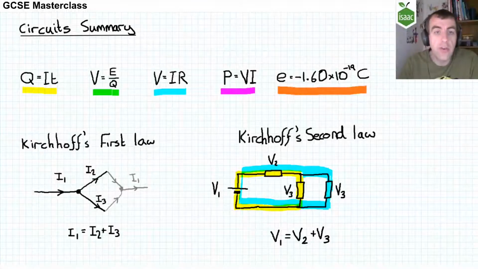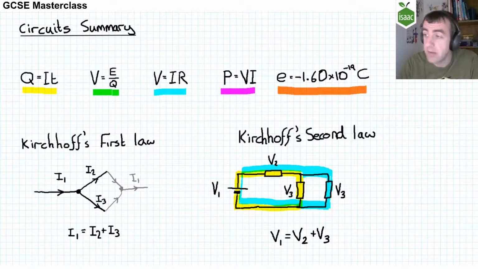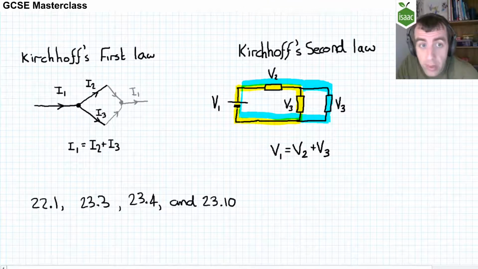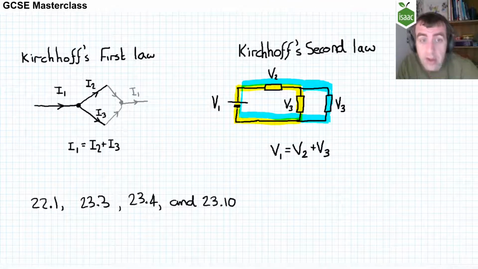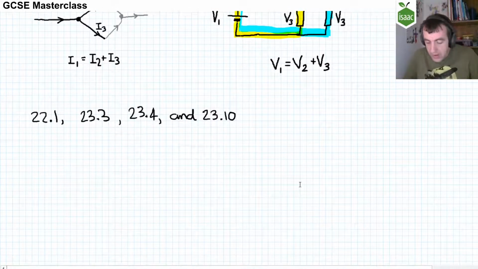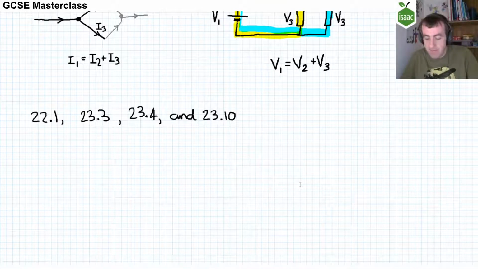So in this video I want to talk through how to answer the questions that we didn't quite get enough time to go through in the GCSE Masterclass. They are questions 22.1, 23.3, 23.4 and 23.10. Now 22.1 is asking about current, charge and time.